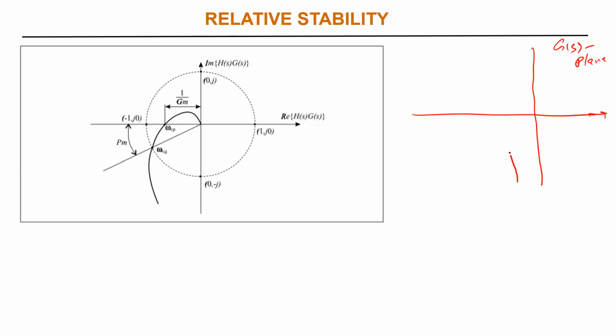Suppose I have this G of S plane. Sometimes you call it L of S, G of S. It depends. It is L of S when I have G of S times H of S. So it is the open loop plane. Suppose this is what I have, and suppose this is the -1.